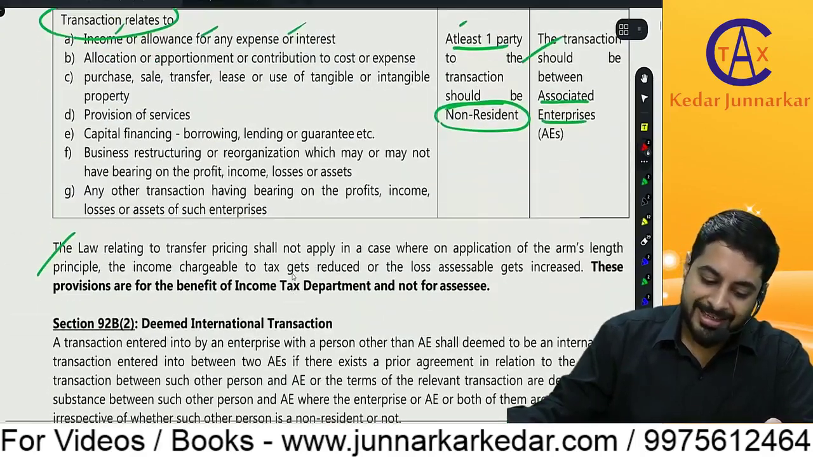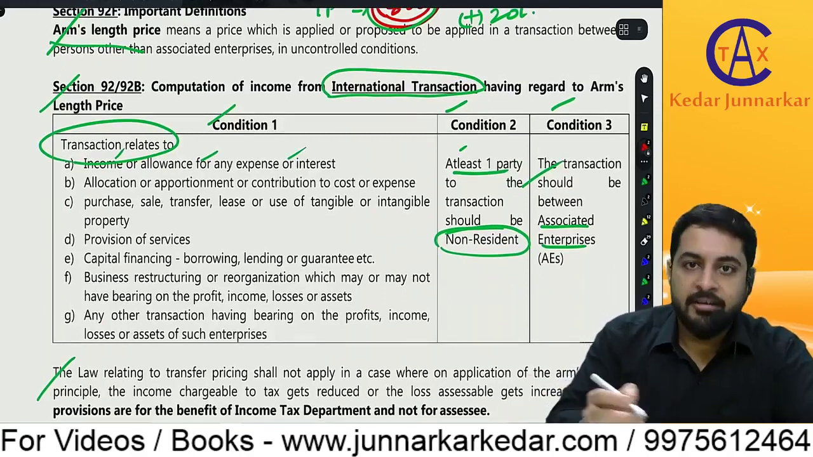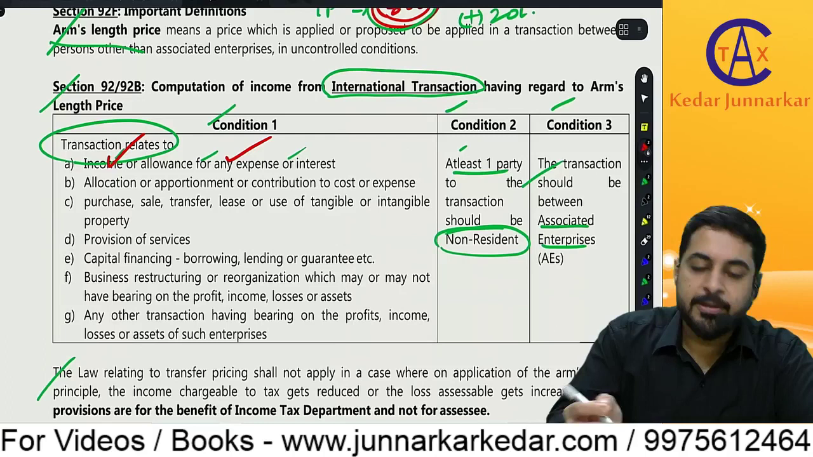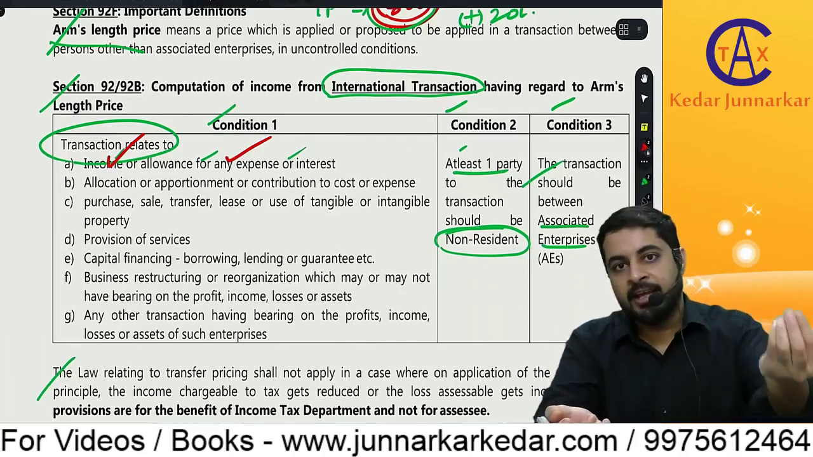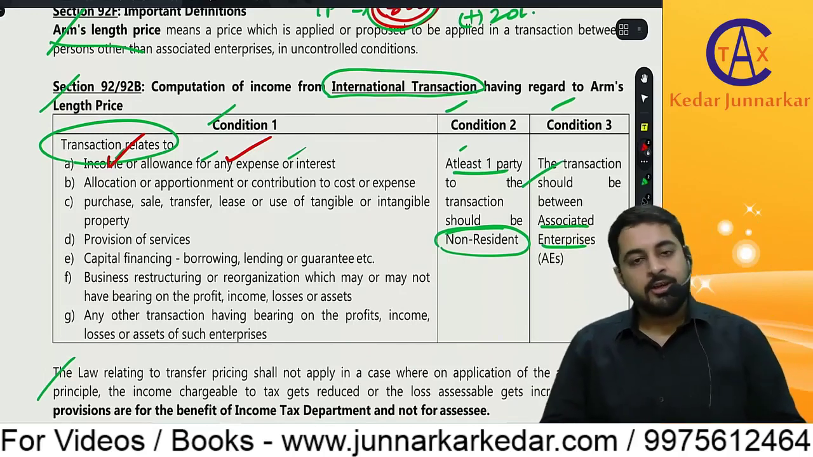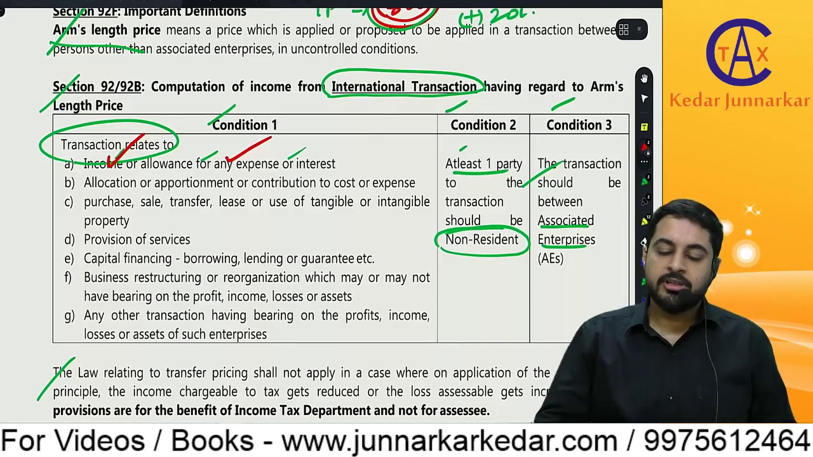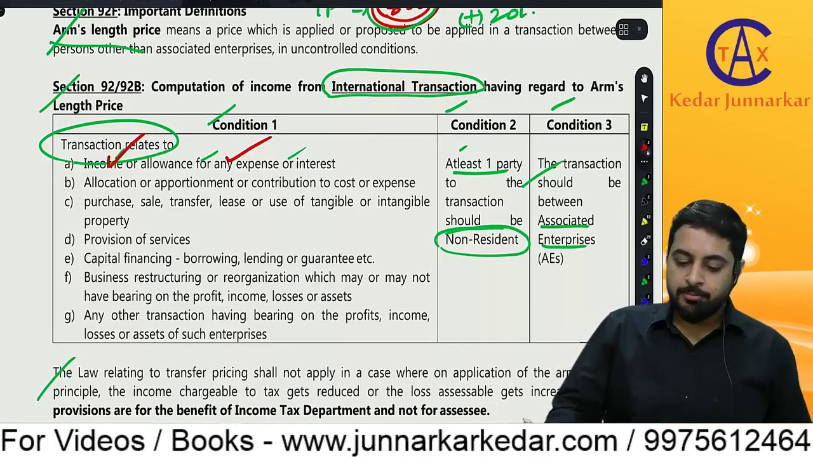Understood this? Yes, let's check what the different transactions given are. So income we have considered, allowance for any expense or interest, means if you are paying to a non-resident AE or receiving from a non-resident AE, both cases will be covered. Next is allocation or apportionment or contribution to cost or expenses.